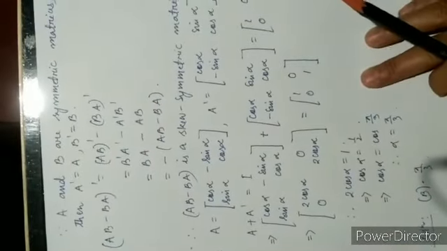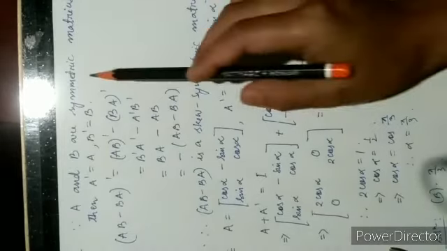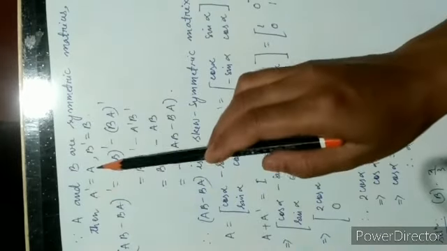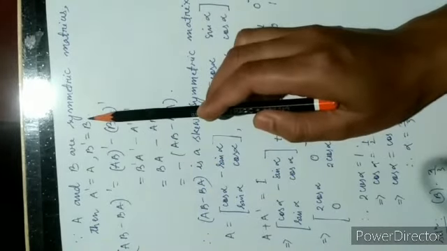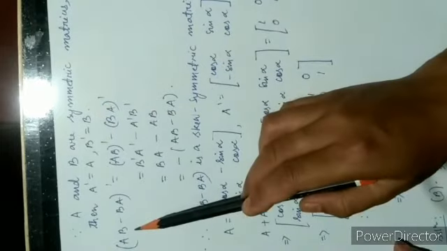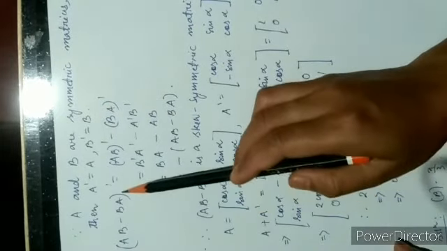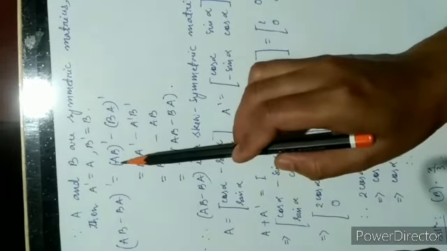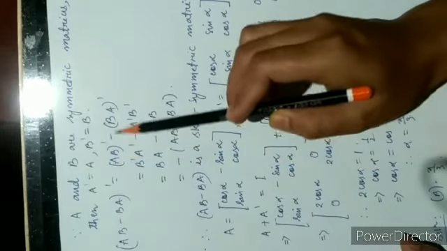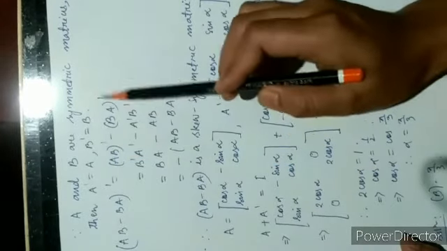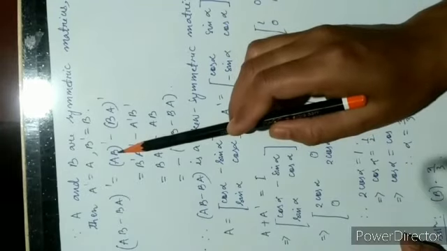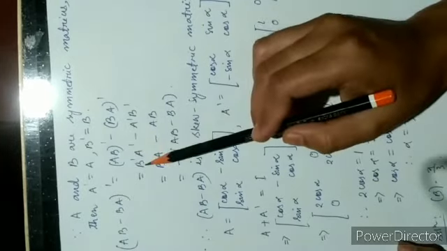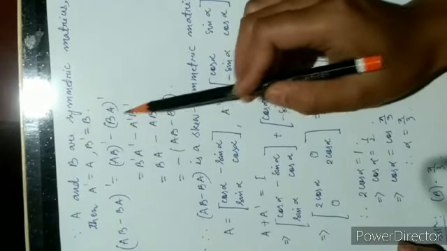Question number 11. Since A and B are symmetric matrices, transpose of A will be equal to A. Transpose of B will be equal to B. Then find the transpose of the expression AB minus BA dash. Transpose rule: the minus sign stays, apply the formula, AB transpose minus BA transpose. Then apply transpose of the product rule. It will be equal to B dash, A dash minus A dash, and B dash.